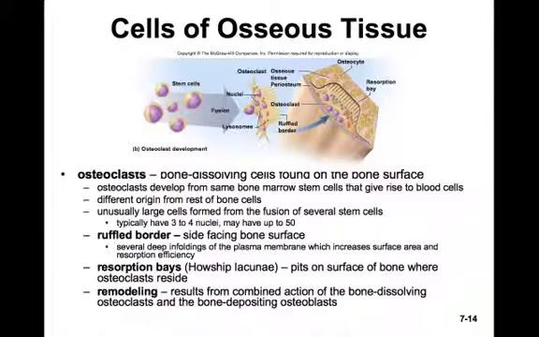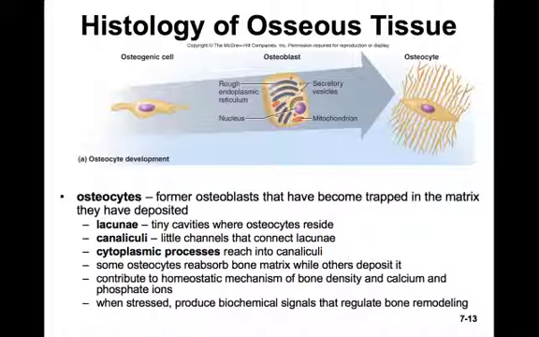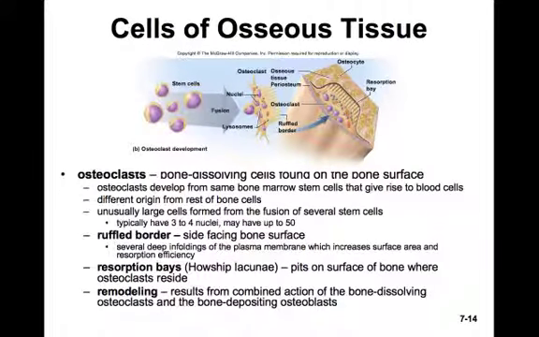Now, osteoclasts are bone-dissolving cells, and they are not in the same lineage as this osteogenic cell, osteoblast, osteocyte development. The osteoclasts come from stem cells that are found in the bone marrow, the same ones that give rise to blood cells. These cells are unusually large, and they're formed from the fusion of several different stem cells. You can see several different stem cells coming together here to form this very large osteoclast cell.